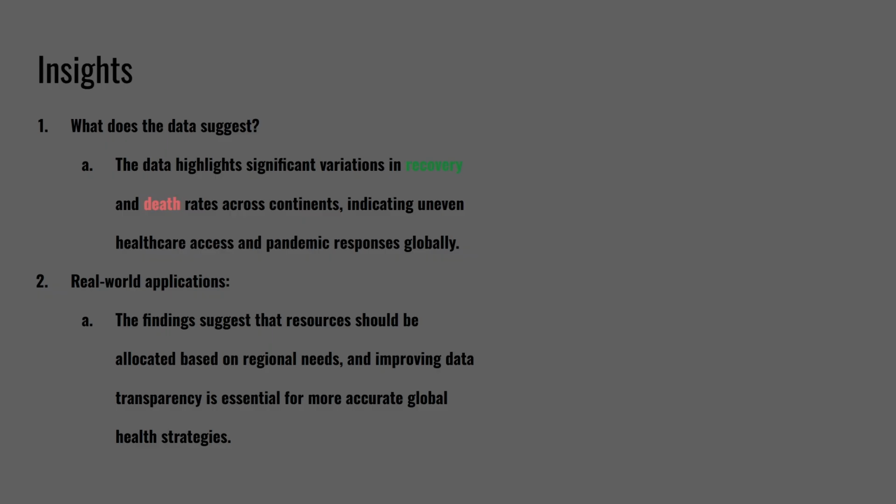And then my insights. So what does this data suggest? The data highlights significant variations in recovery and death rates across continents, indicating uneven healthcare access and pandemic responses globally. And then a real-world application. So the findings suggest that resources should be allocated based on regional needs, and improving data transparency is essential for more accurate global health strategies.